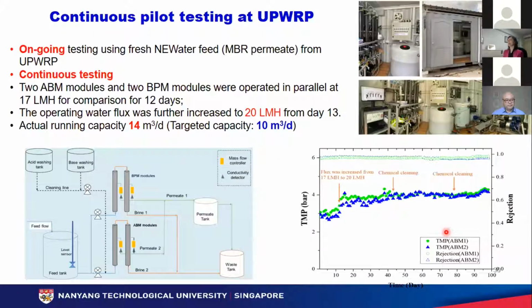We do the on-site pilot testing in the NEWater plant. The photo shows the container inside. You see the 4 membrane modules here. 2 are the biomimetic with aquaporin, and the other 2 are the bioprogrammable membranes without aquaporin. But the 2 types of membranes show the exact same performance in the real testing. The testing has already lasted for 100 days. The setup is still in the PUB plant.